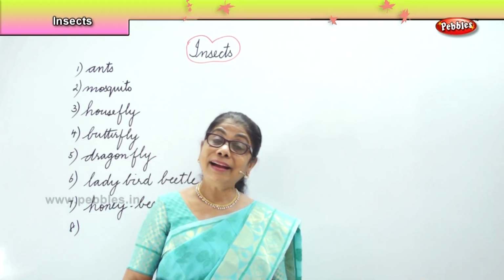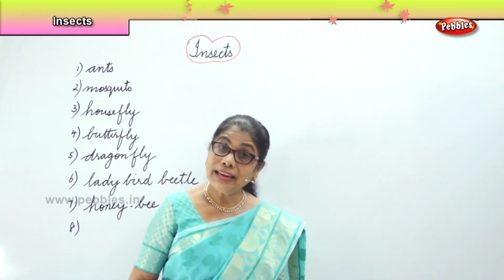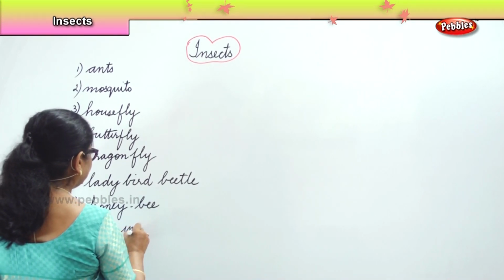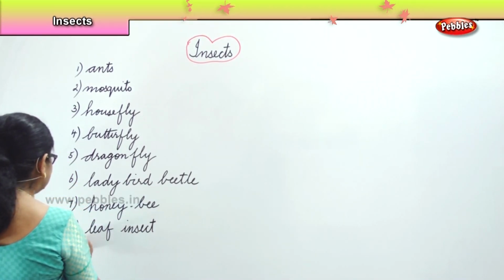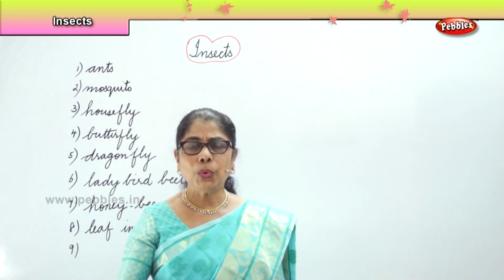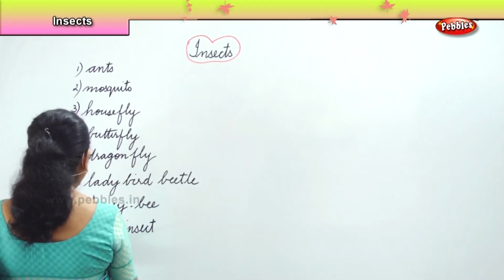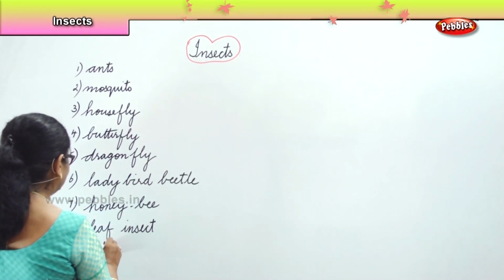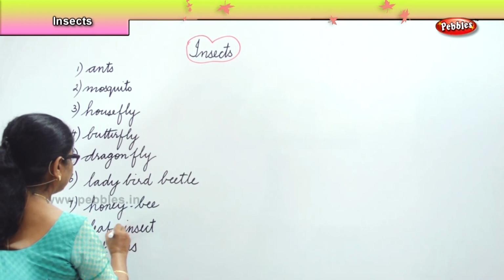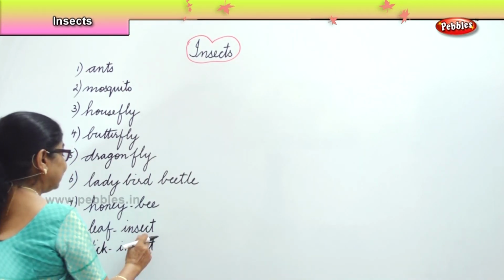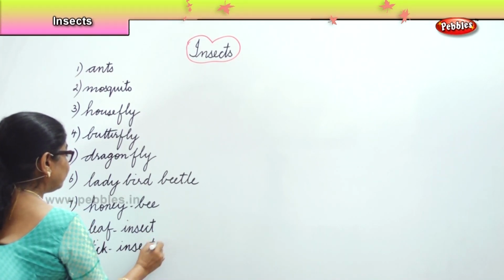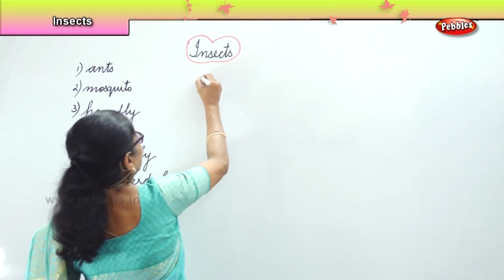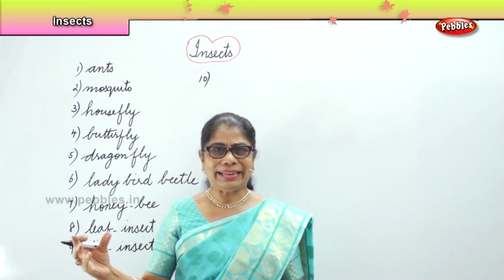Honeybee. Then there are insects on the leaf that look like the leaf, and you will think it is the leaf. That's called a leaf insect. There are also stick insects. You will think it is the stick. Then when you go and touch it, it flies away. So you have leaf insect and stick insect. Then there is the beetle. Other than ladybird beetle, you also have another big black beetle that's very dangerous.